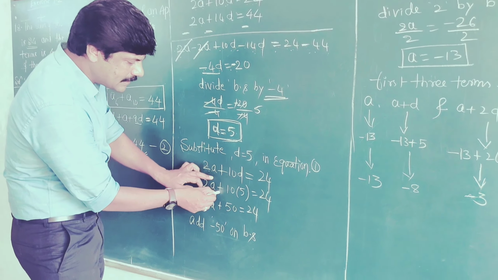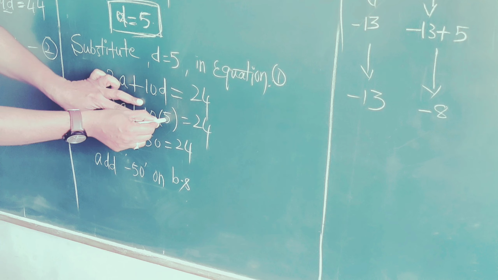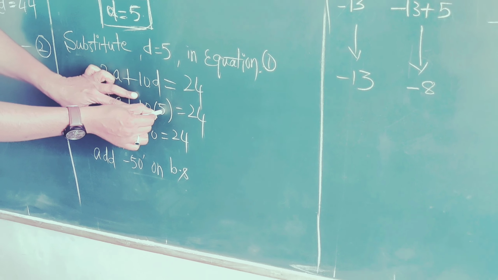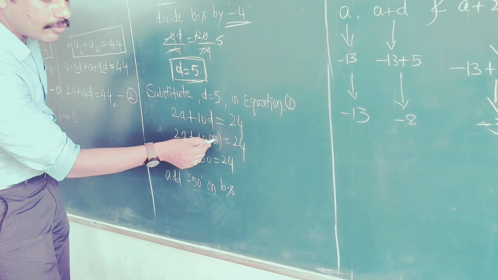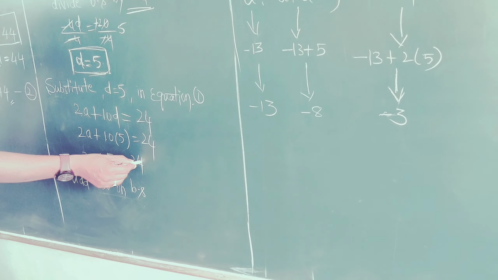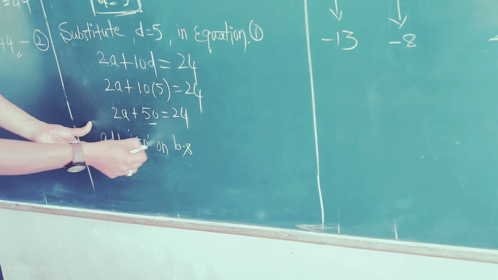2A keep as it is, plus 10 times D. What is the value of D? The D value is 5. So 10 times 5, it becomes equal to 24. Now 2A plus 10 into 5 is 50, is equal to 24. Now what you don't want is 50.